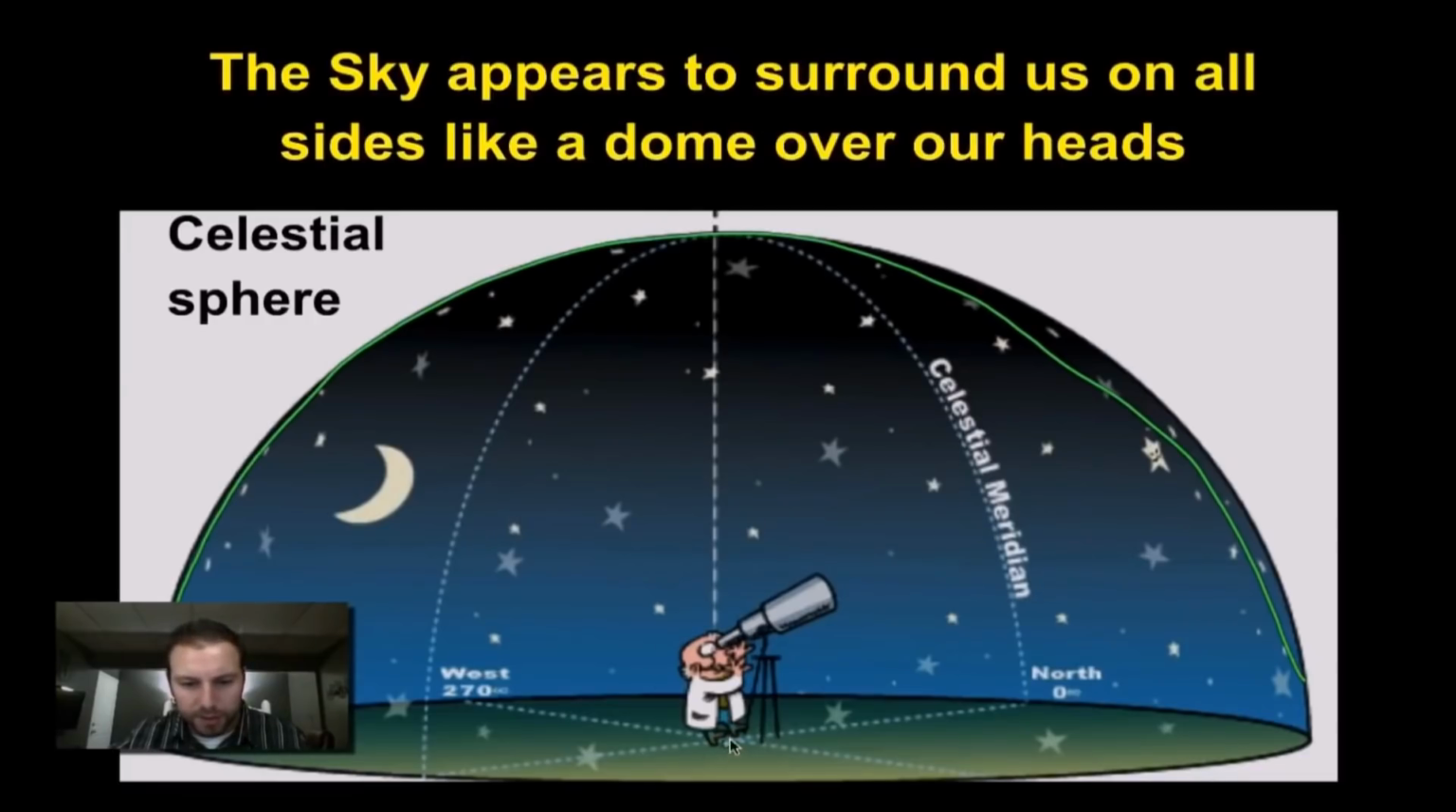There's a couple of components. You can see that he stands in the middle. The observer always stands in the middle of their celestial sphere. The celestial sphere is an imaginary sphere surrounding the Earth, onto which are projected the objects of the night sky.